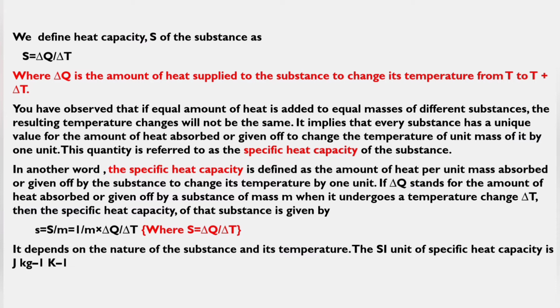which is equal to delta Q upon delta T, instead of the capital S, I'm going to replace it by delta Q upon delta T. So we get the equation of specific heat: s equals 1 upon m into delta Q upon delta T. The specific heat capacity depends on the nature of the substance as well as its temperature, and the SI unit of specific heat capacity is joule per kg per Kelvin.